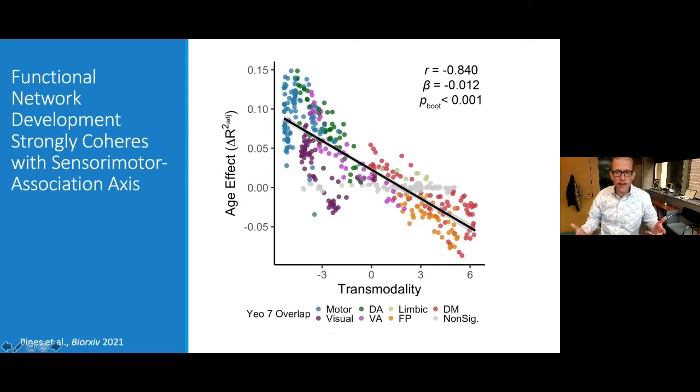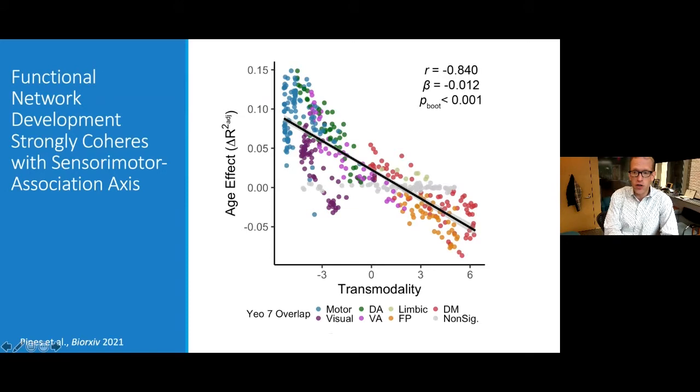And if you just replot the same data, another way to see how development coheres with the Sensorimotor-Association axis is simply to plot assigned age effects versus transmodality directly. So here on the y-axis, we have the age effect. So positive values mean you're getting more integration, more between network coupling. Negative values, more segregation, less between network coupling. And on the x-axis, we have each network's position on the Sensorimotor-Association axis, which we're calling transmodality.